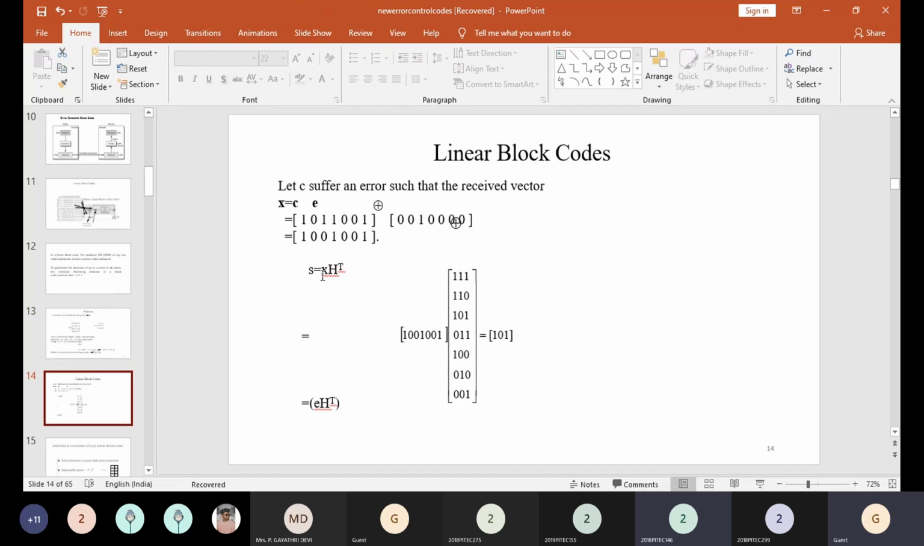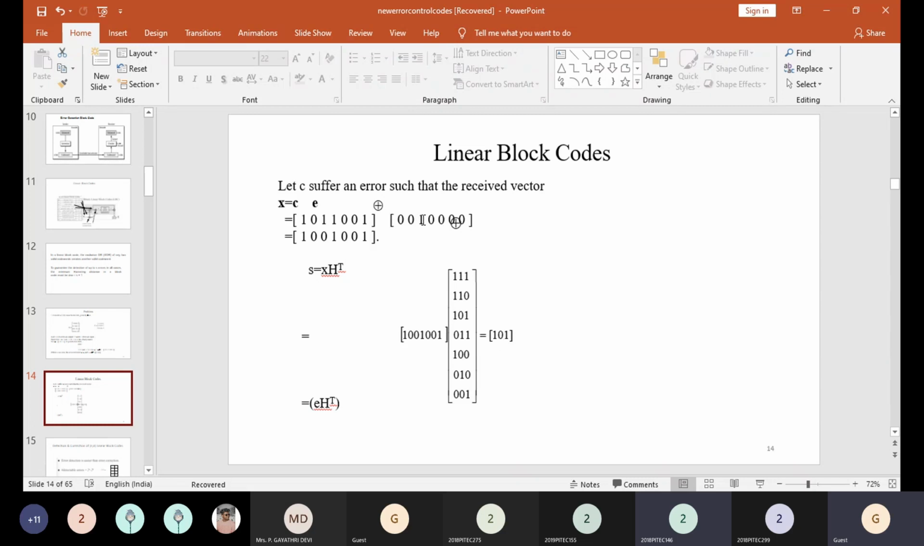So with the received code word, S is equal to R into H transpose. If you multiply the received vector along with the parity check matrix, you'll get the syndrome like this. The syndrome in this case is 101.